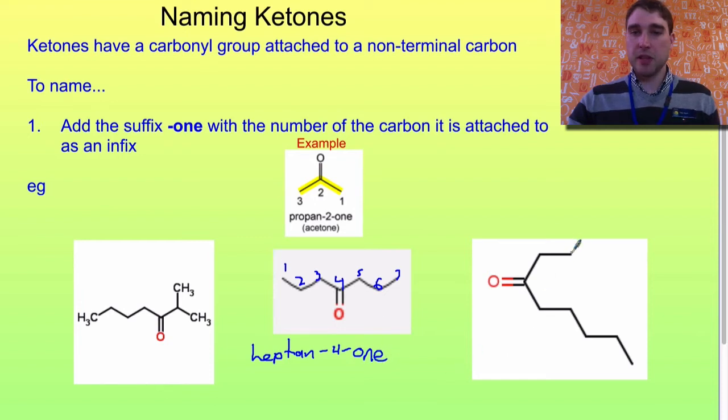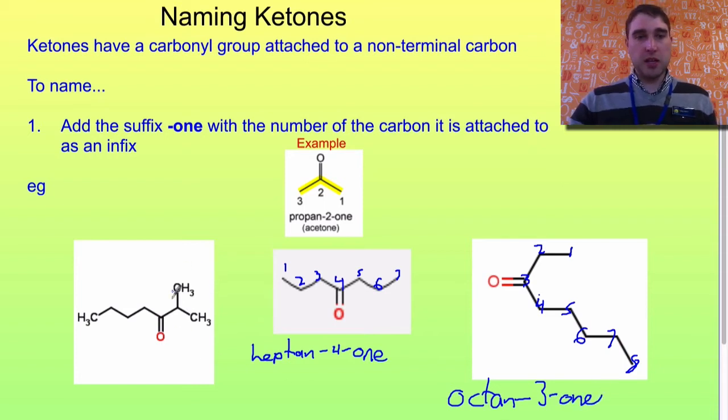If we have a look at this one over here, we count from this end because that'll give us the lowest number for this one. So 1, 2, 3, 4, 5, 6, 7, 8. So it's going to be octan because we've got 8 carbons in the parent carbon chain, octan-3-one.